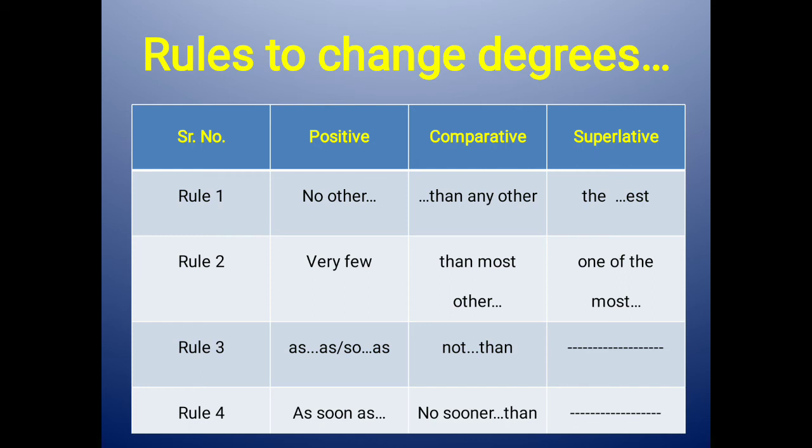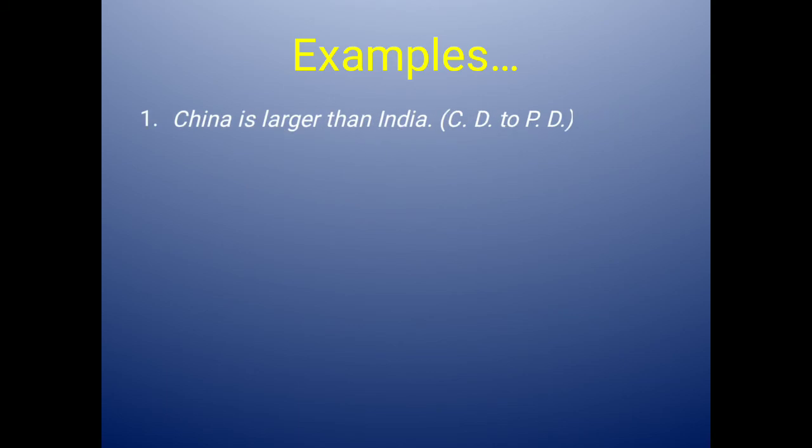I hope you have understood the rules to change the degrees. How to apply the rules, I will tell you when I'm going to solve the examples, right? So let's move towards the examples. The first example I have taken here: China is larger than India. So here we have two countries, correct? China and India. And there is a comparison between China and India.